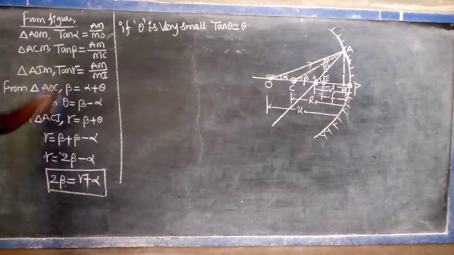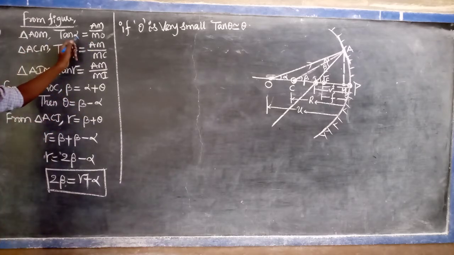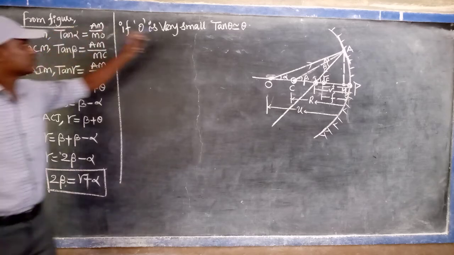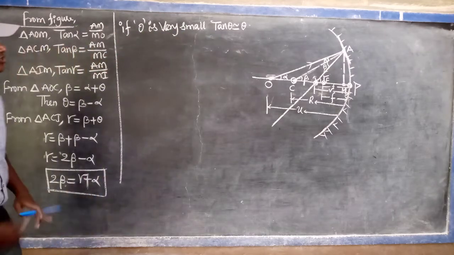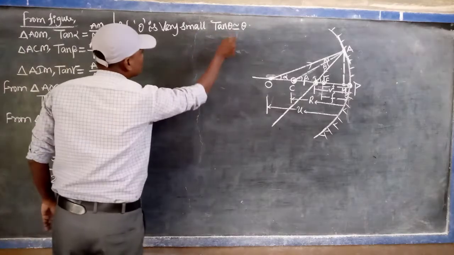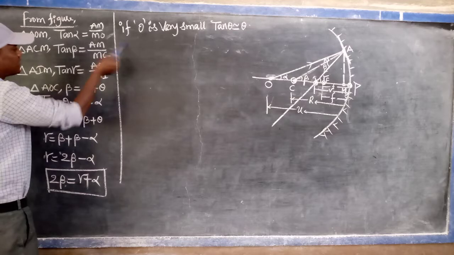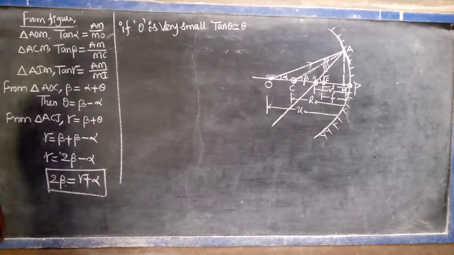Based on that situation, tan alpha is equal to alpha, tan beta is equal to beta, tan gamma is equal to gamma, because alpha, beta, gamma are replaced by which one? Theta. So tan theta is equal to theta means tan alpha is alpha, tan beta is beta, tan gamma is gamma. That is the meaning.